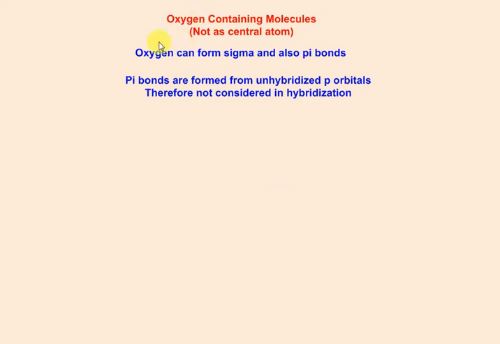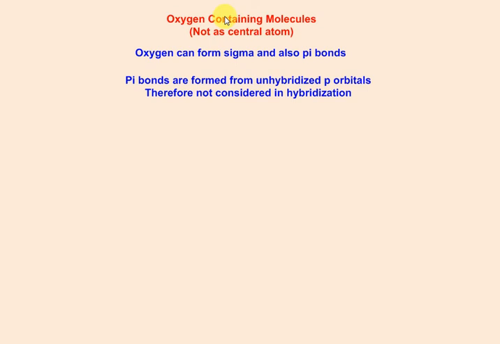Friends, one thing I would like to point out here is the hybridization of molecules containing an oxygen atom, oxygen not as a central atom but as a part of the molecule. We know that oxygen can form sigma as well as pi bonds. Pi bonds are formed from unhybridized p orbitals, therefore they are not considered in hybridization. We are finding out hybridization, and pi bonds are not part of it, therefore they are not counted.